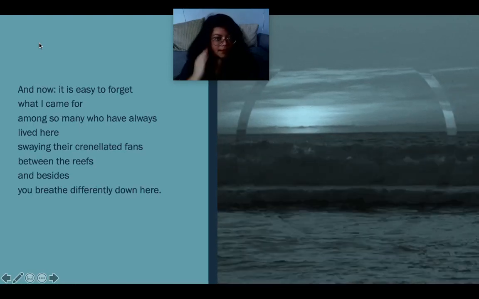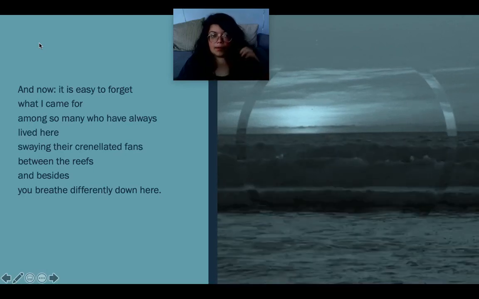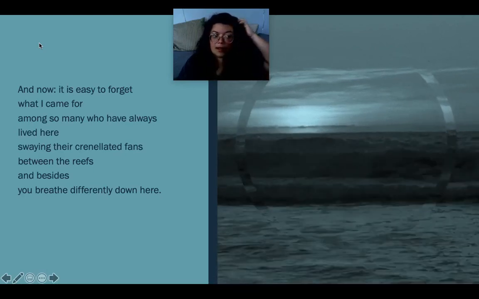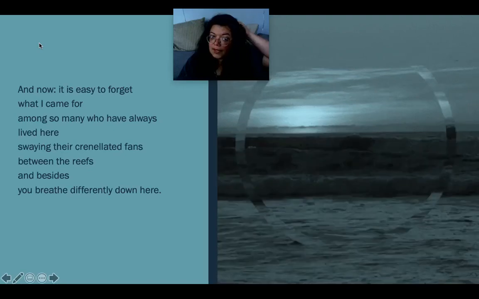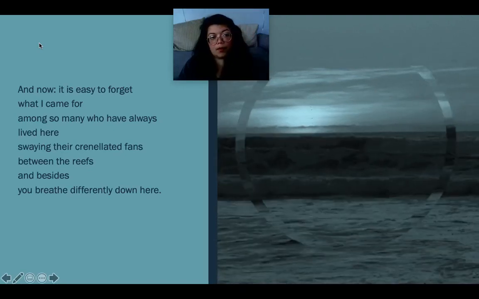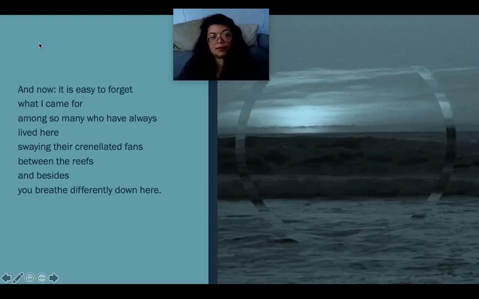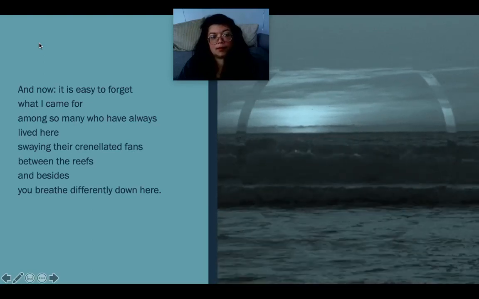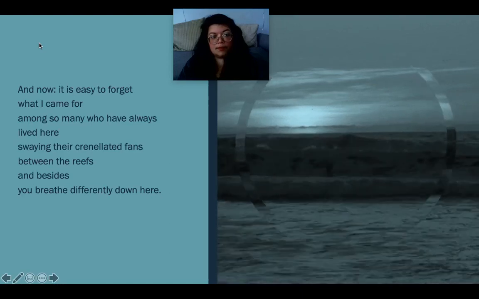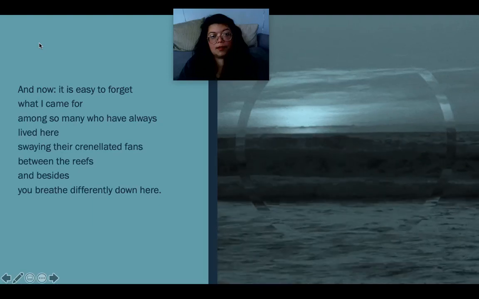And so that makes this next stanza so impactful, right? Because, and now it is easy to forget what I came here for, among so many who have always lived here, swaying their crenellated fans between the reefs. And besides, you breathe differently down here.